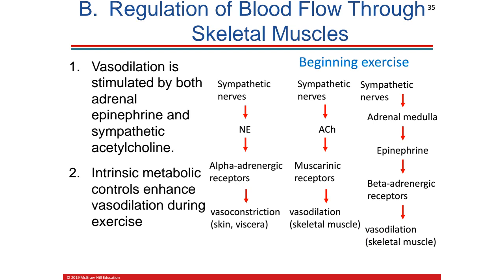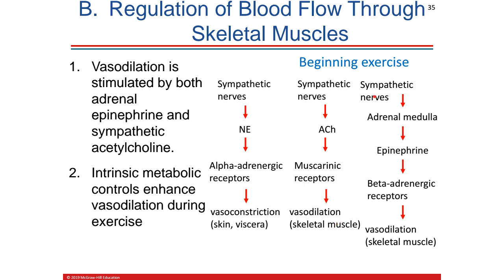Let's now look at what happens when a person begins exercise, or even just before the beginning of an actual exercise, when they're anticipating the beginning of an exercise. In this situation, you'll still have the original norepinephrine release due to sympathetic fibers acting on alpha adrenergic receptors, leading to vasoconstriction. But now additionally, you'll have vasodilation. And one reason for this is that certain sympathetic nerves will release acetylcholine, and acetylcholine acts on muscarinic receptors, leading to vasodilation in skeletal muscle.